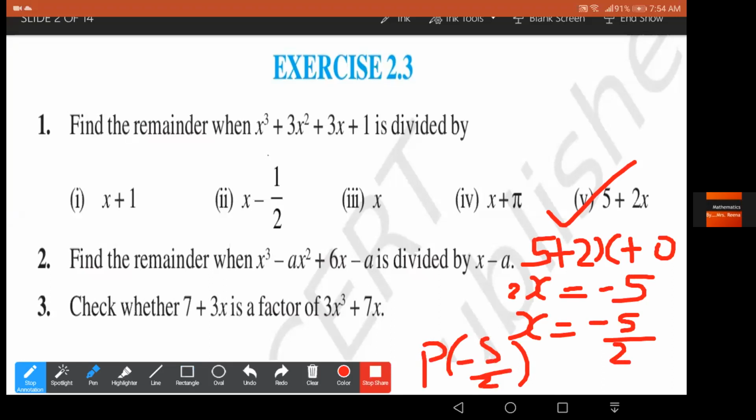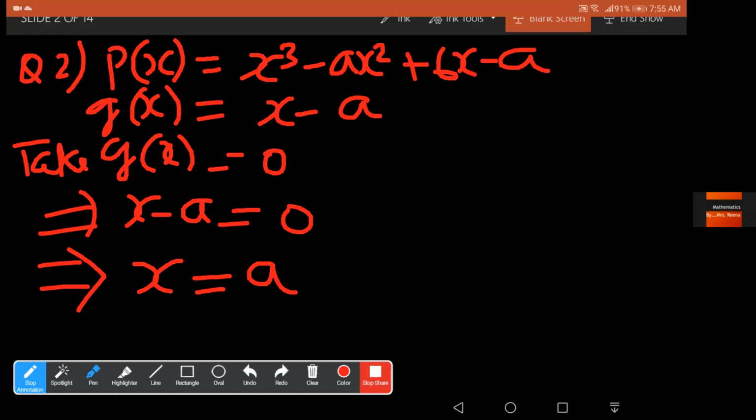Now come to the next, that is second question. What is given in the second question? Find the remainder when this polynomial is divided by x minus a. So here also what do we have to do? Put x minus a as 0 and put the value of x equal to a. So let us see how to solve this question.